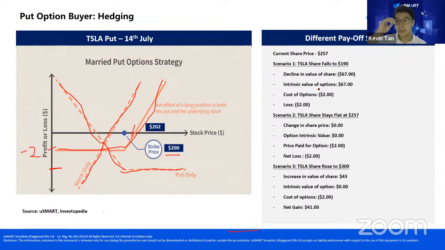I'd like to share how this works based on different scenarios. The first scenario: just assume Tesla shares are now $257 and Tesla shares fell to $190, and assume that you hold Tesla shares.